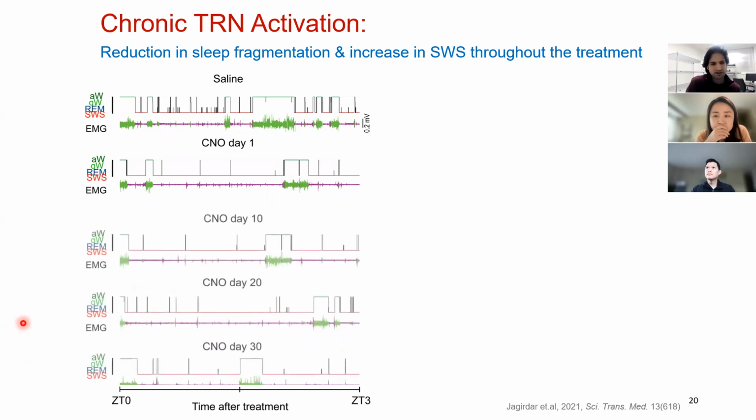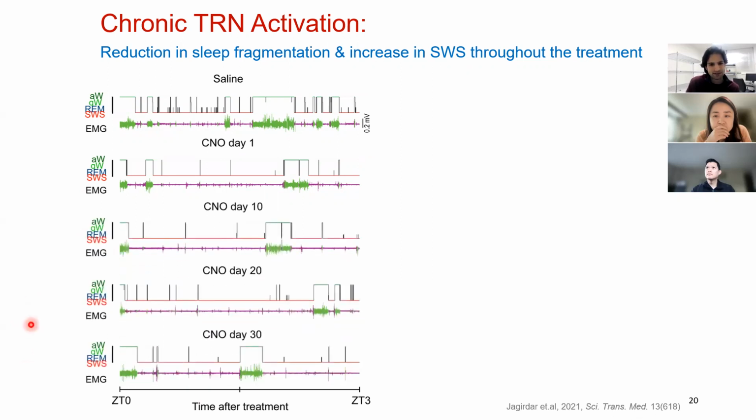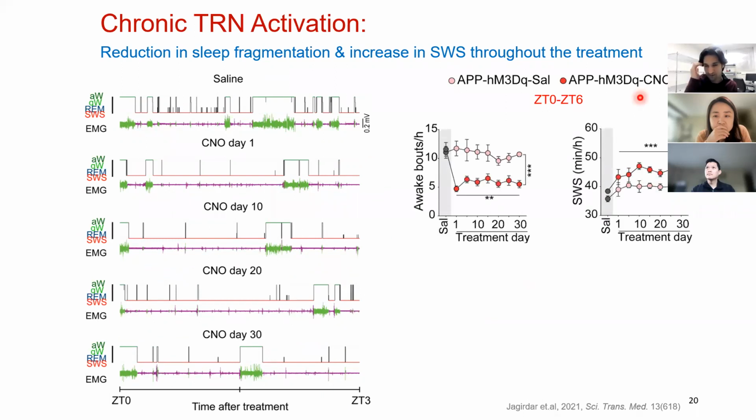And now if we look at day 10, 20, and 30, we see that it consistently improved sleep in our APP mice throughout the treatment. And when we quantified this data, which shows the first 6 hours of analysis, the red dots are basically APP mice who are treated with CNO. And if you compare that with the pink ones, those are the control APP mice.